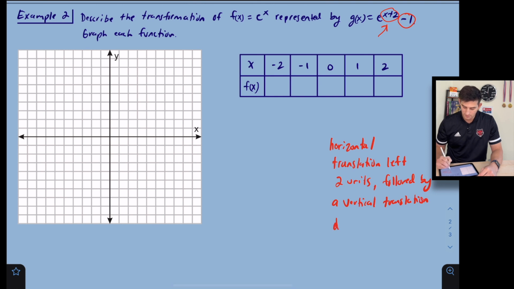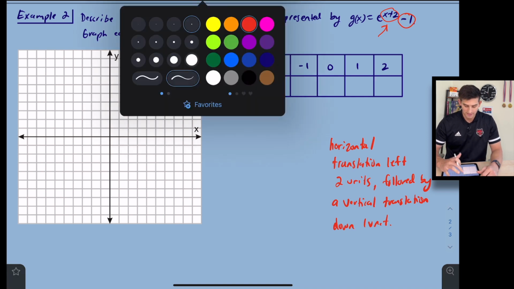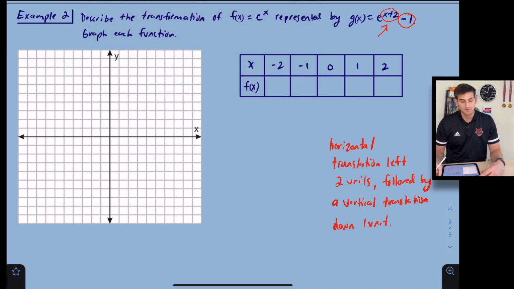This says -1, so down 1 unit. So down 1 unit. Okay. All right. So once again, I am going to use this table of values to graph my f of x function e to the x.